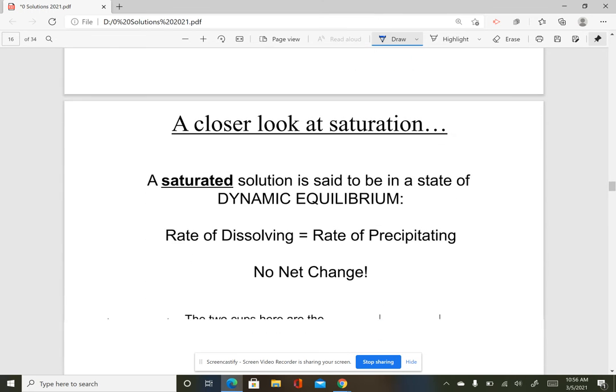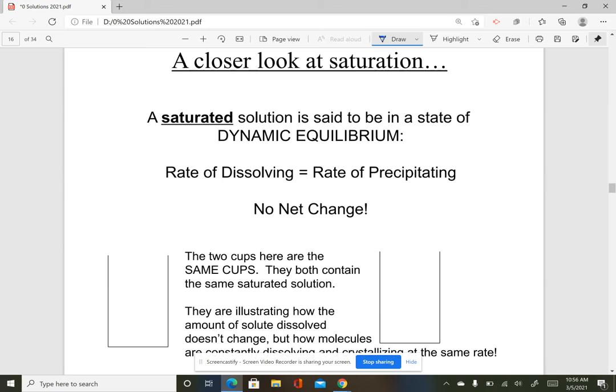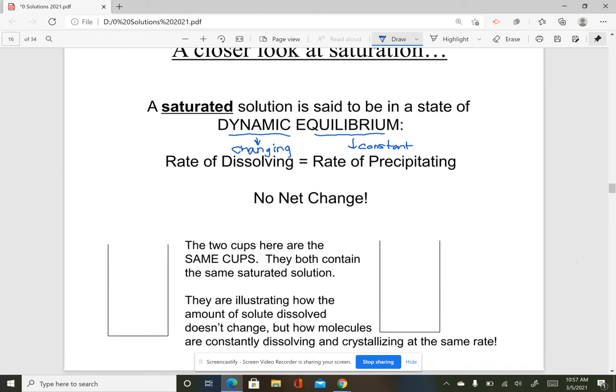Okay. All right. So now a closer look at saturation. So guys, what I want to explain to you here, and we're going to get into this word dynamic equilibrium more closely in the next unit. But dynamic means changing, while equilibrium means it's staying constant, it's staying the same. So these two words kind of work against each other, but as long as they're both happening at the same time, both changes, then everything actually is able to stay constant.